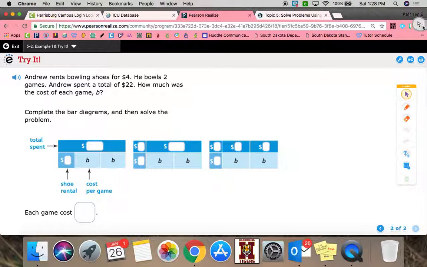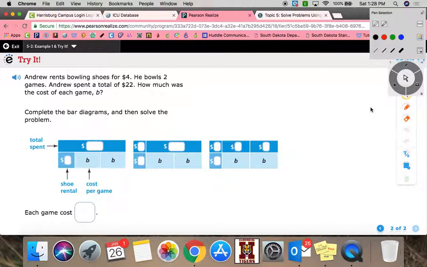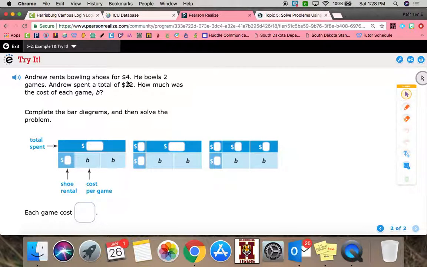If we think about this problem, Andrew rents bowling shoes for $4. He bowls 2 games, and Andrew spent a total of $22. How much was the cost of each game? On the screen here, it says to use the bar diagrams to solve the equation. The total spent, we know, is $22. The shoe rental was $4, and he spent B per game.